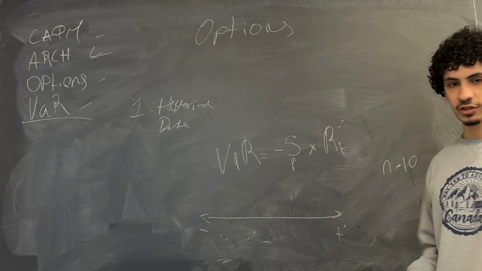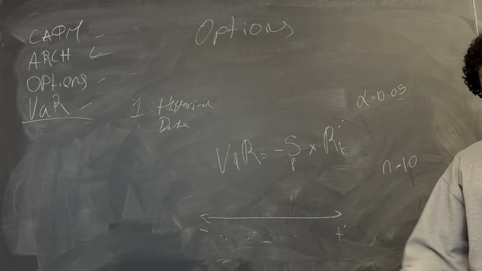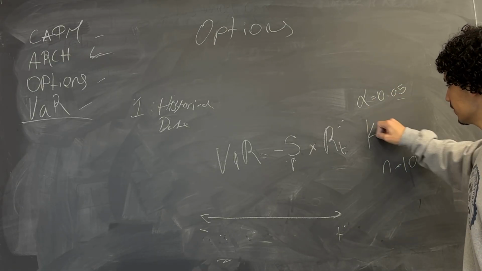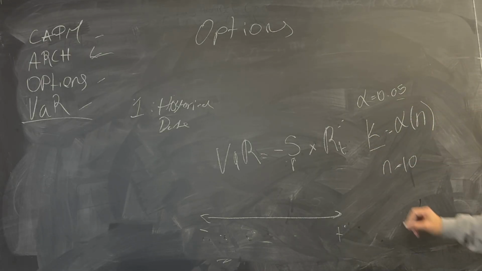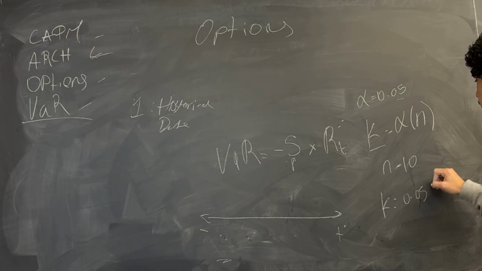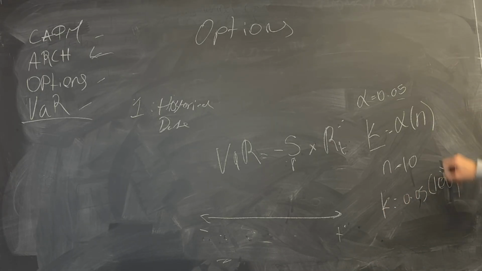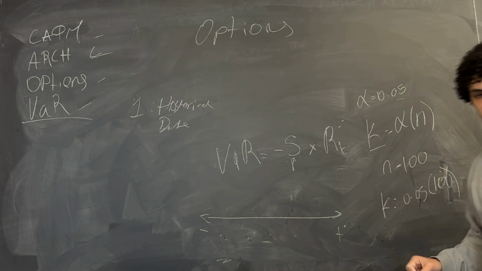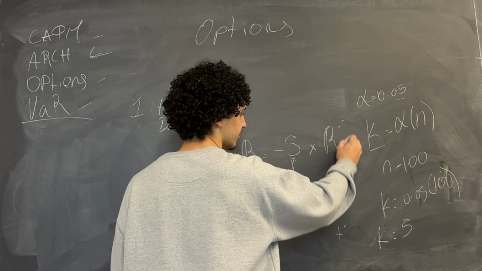If the confidence, which it usually is, we go with a equals 0.05, meaning we're doing a 95% confidence interval, then k, which is a new thing, equals a times n. So k would equal 0.05 times 100, because there are 100 observations that we made. Then k equals 5. And sorry, this isn't t, this is k.